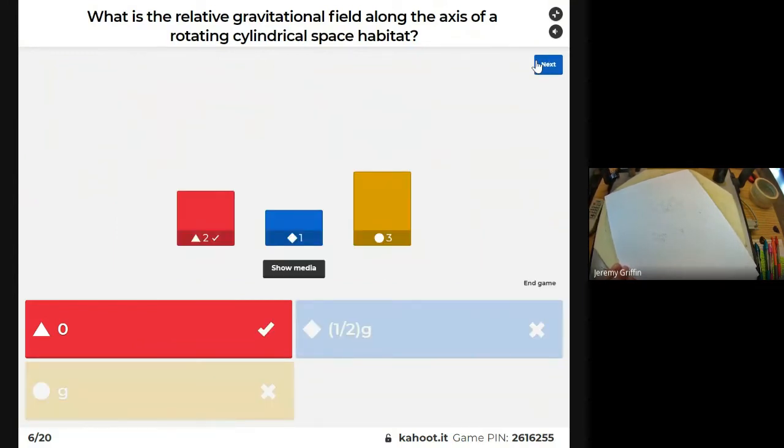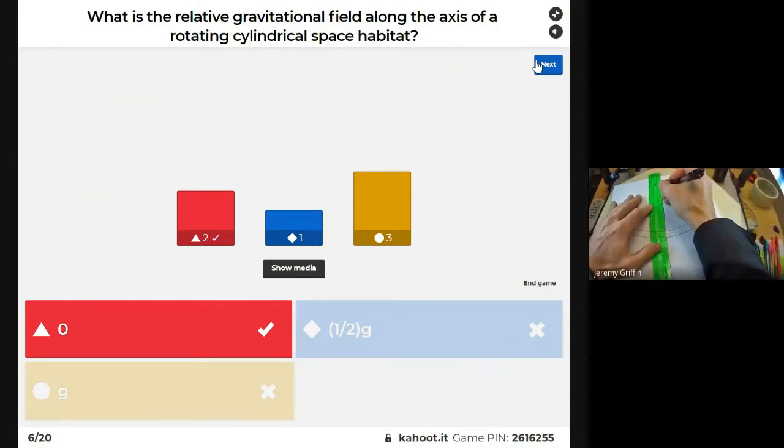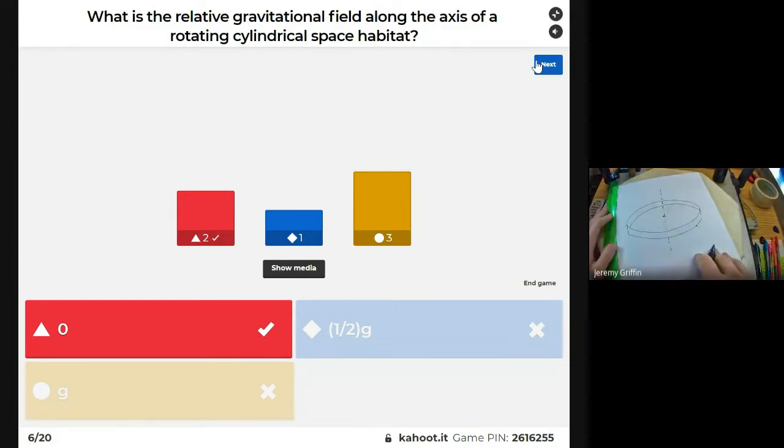It is zero. I'll show you guys why. Did another O'Neill cylinder, but maybe I've got more of a top-down view of this thing now. Change perspectives a little bit. O'Neill cylinder. Here's the axis of rotation. Here's the center of this thing. Here's some people walking around because, of course, this thing is spinning about that axis of rotation.